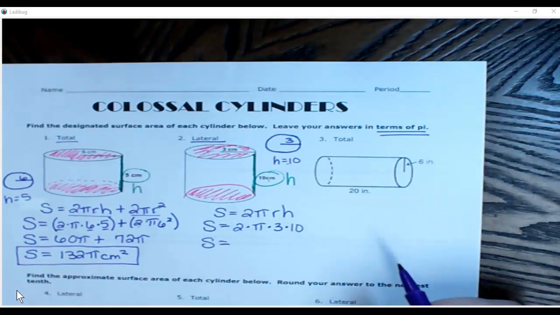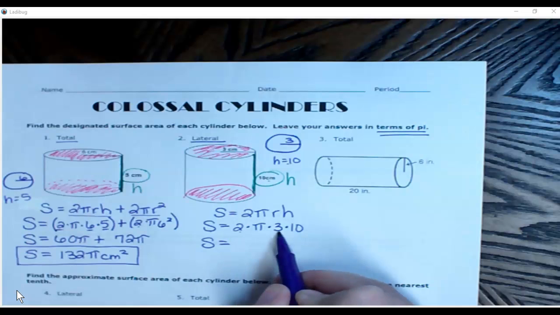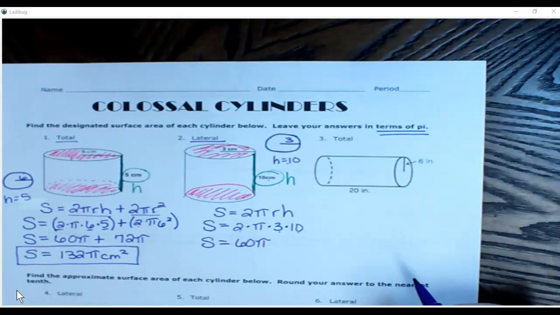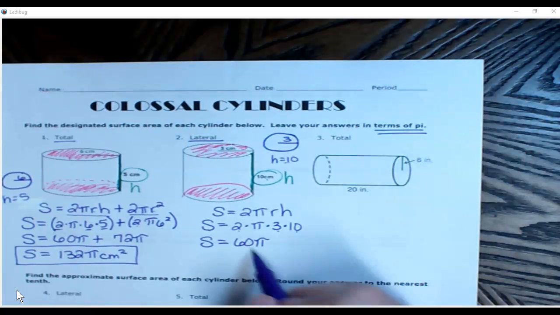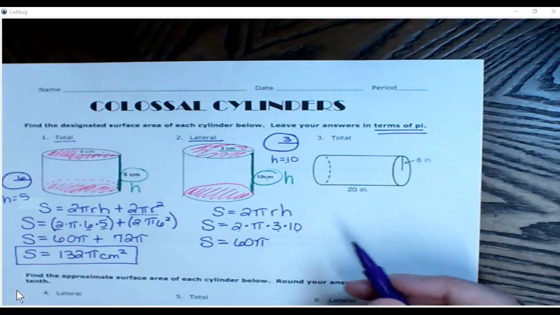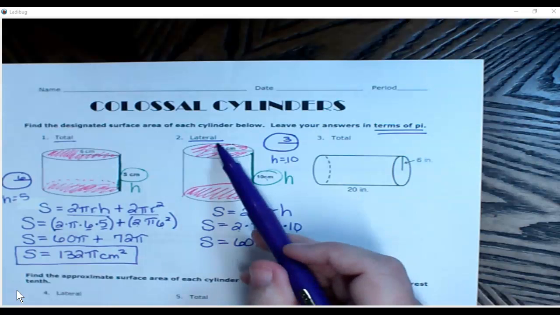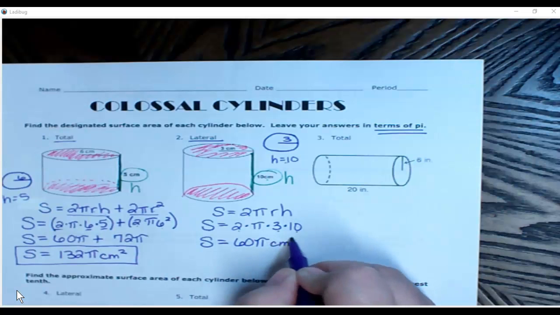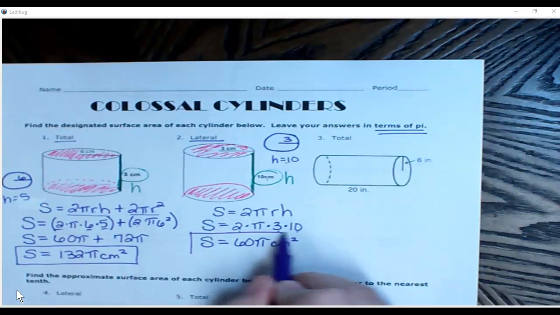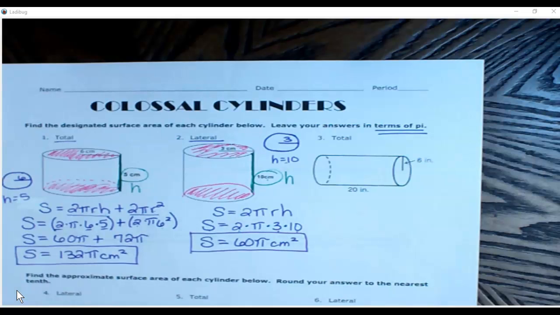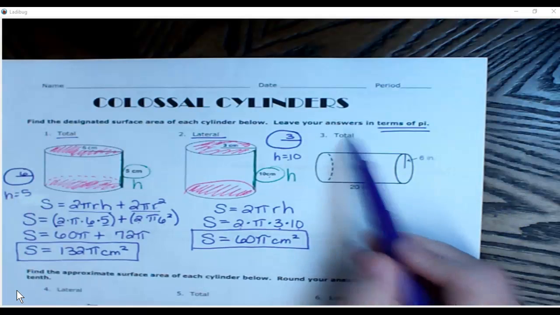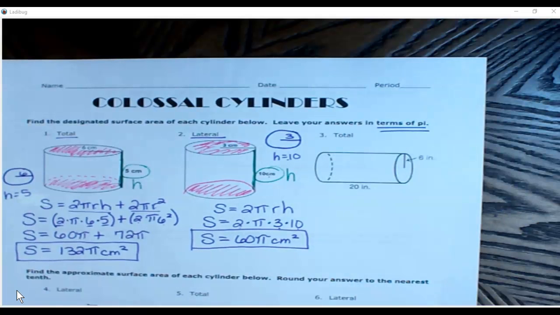Simplify it in terms of pi. 2 times 3 is 6. 6 times 10 is 60. We're keeping pi in our answer because in terms of pi, we do not multiply this out. So my final answer, the lateral surface area, is 60 pi, and again, it's centimeters squared. So you'll do the same thing on number 3, looking for the total, leaving your answer in terms of pi.